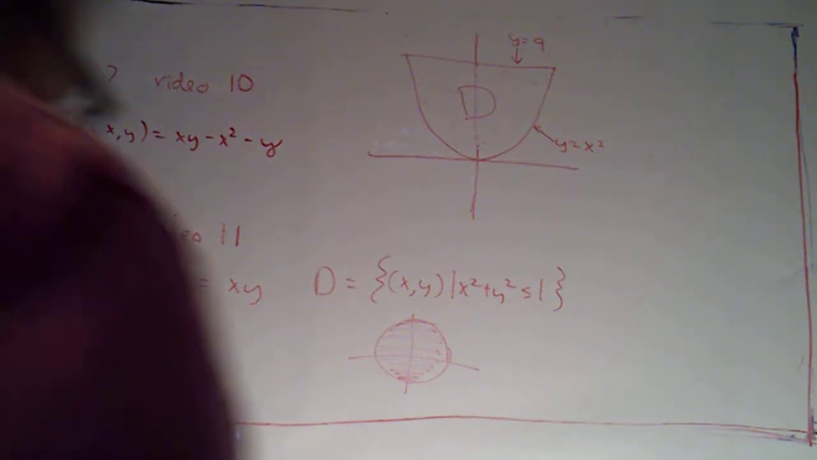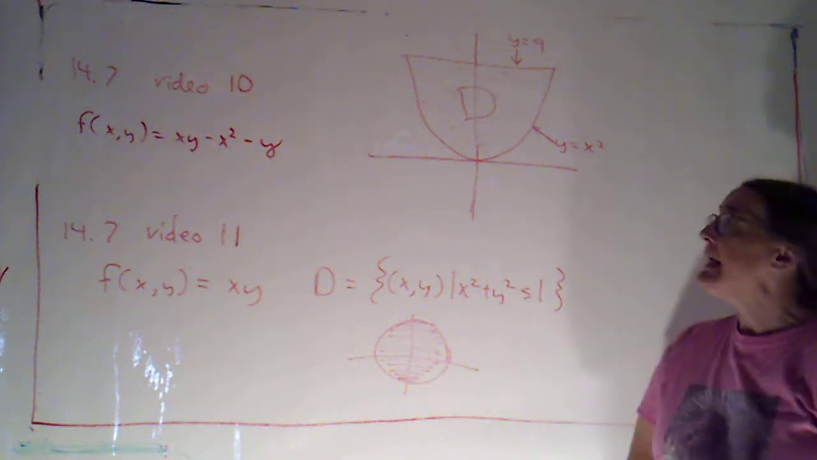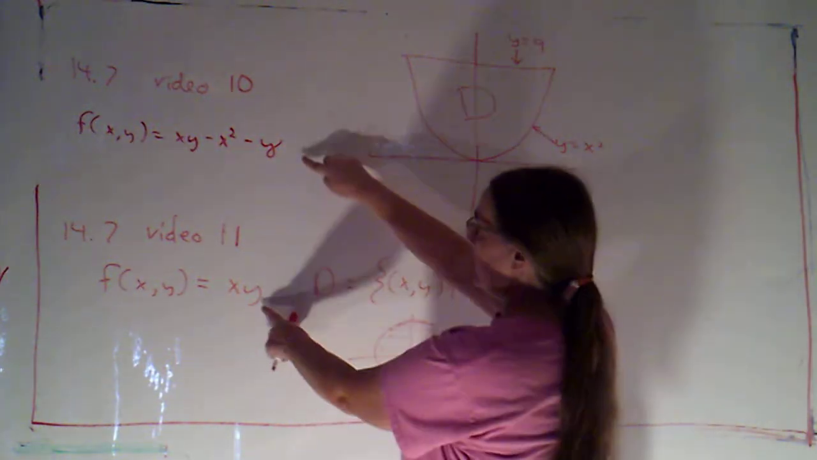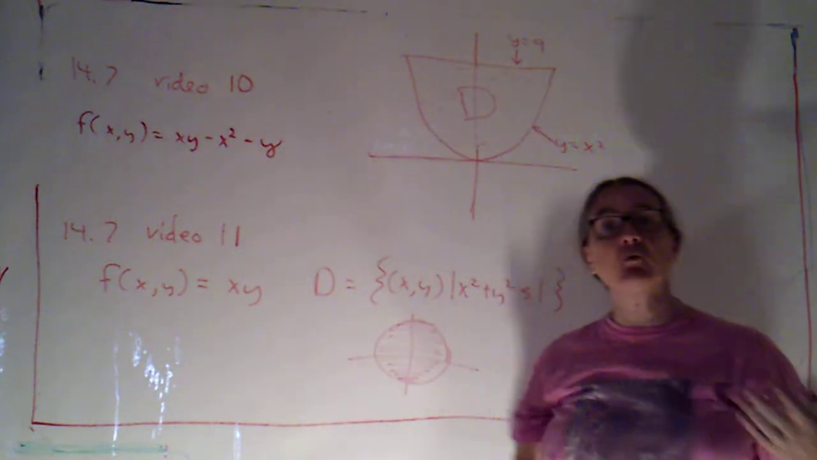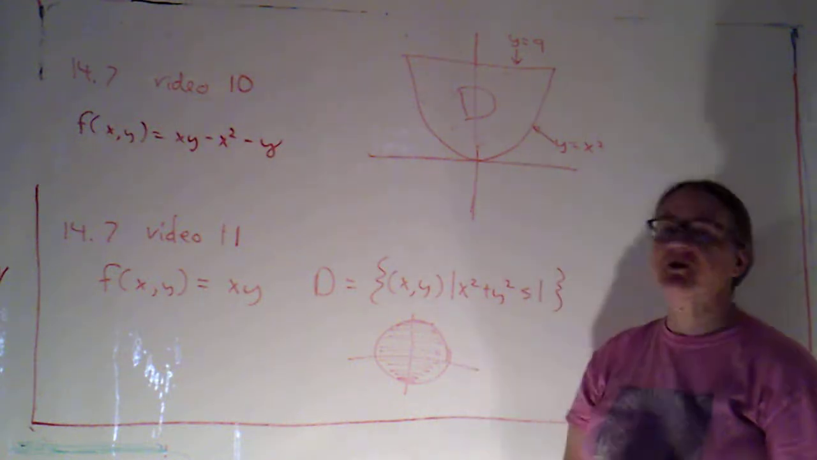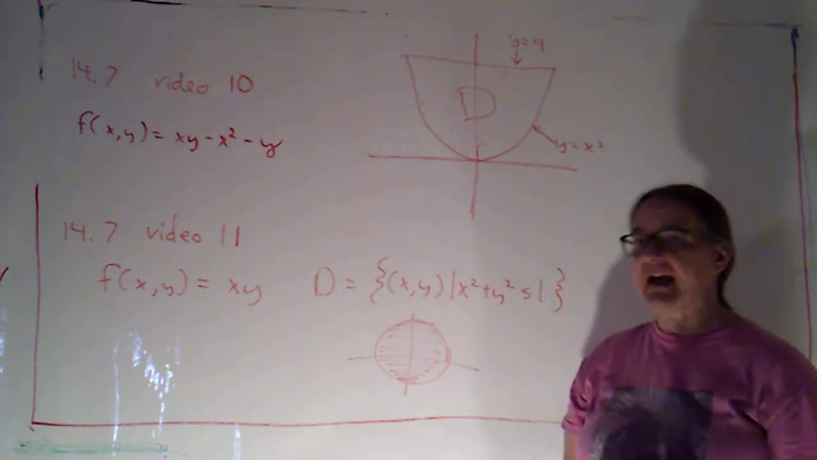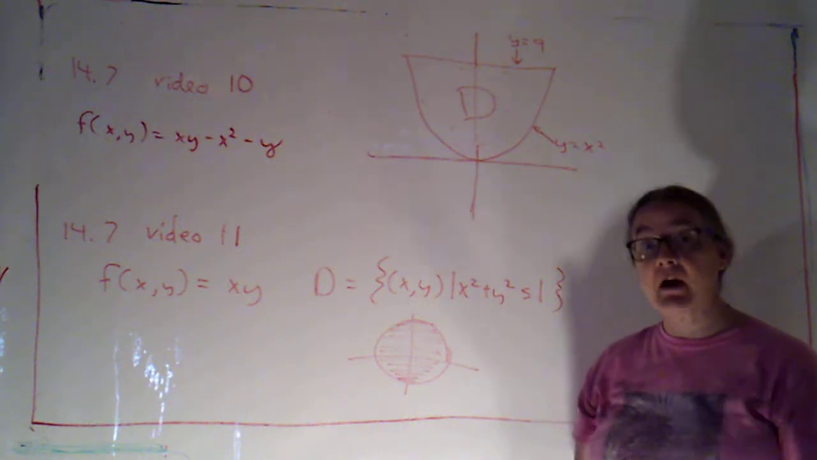I want to just take a look at two problems that we did back in 14.7. In both problems, we were given a function, a different function for each one, but a function of two variables, and then some region D that happened to be closed and bounded. So we knew from the extreme value theorem that an absolute max and an absolute min had to exist, and we knew to check critical points and the boundary.